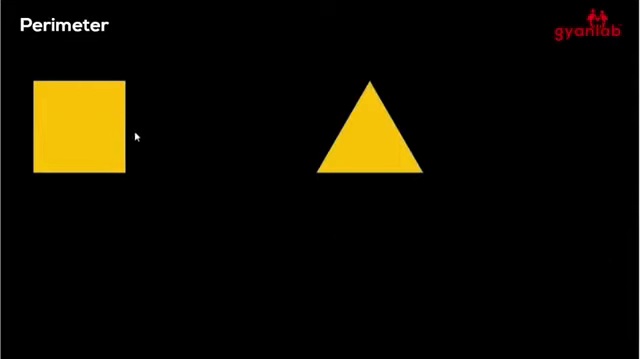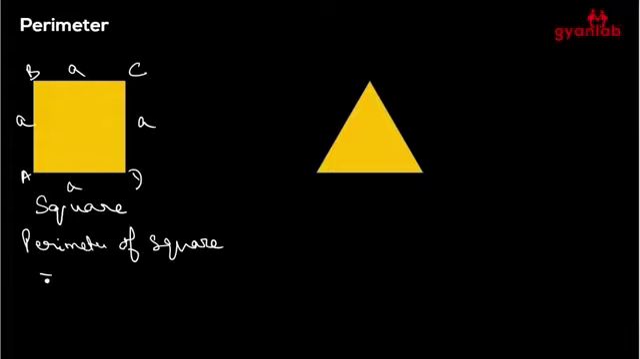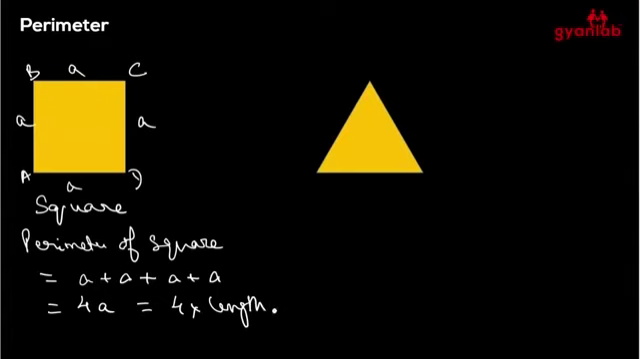Now, let's find out the perimeter of some other figures. Here we have a square and we know that square is a special case of rectangle where the lengths of all the sides are equal. So, the perimeter of a square would be A plus A plus A plus A. This is equal to 4A, which is nothing but 4 multiplied by the length of each side of a square.